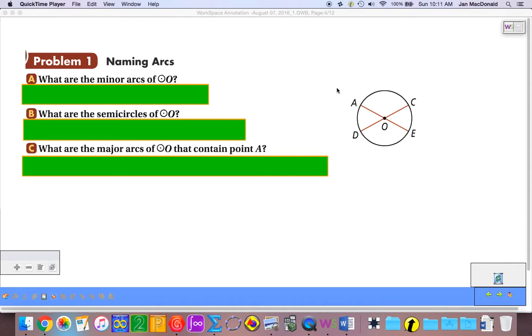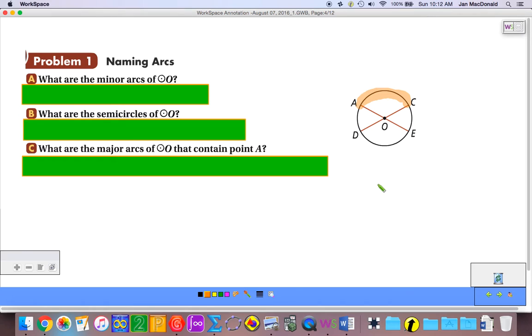Let's take a look at this piece right here. This is a small curve or a small arc. We would name that minor arc using two letters. So this arc would be called arc AD. AD is a minor arc in the circle. Likewise, if we took a look at A to C, this would also be a minor arc in the circle.